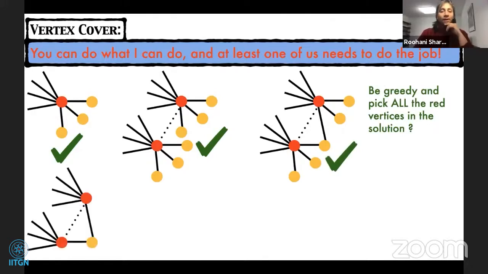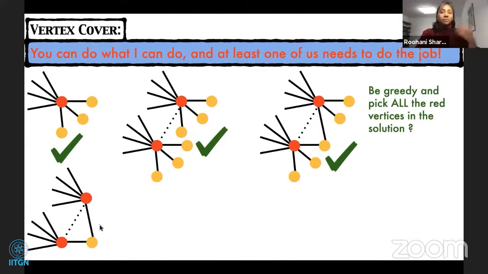Let's see why. Let me give you the next instance, and the next instance is this. In this instance, can you say the same? Can you delegate the job to red vertices and just delete all the red vertices in the graph? Note what's happening in the last example on the slide: there is only one yellow vertex, and of course the red vertices do the job of the yellow vertices.